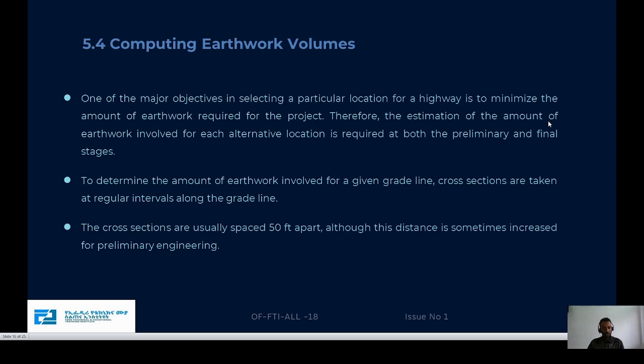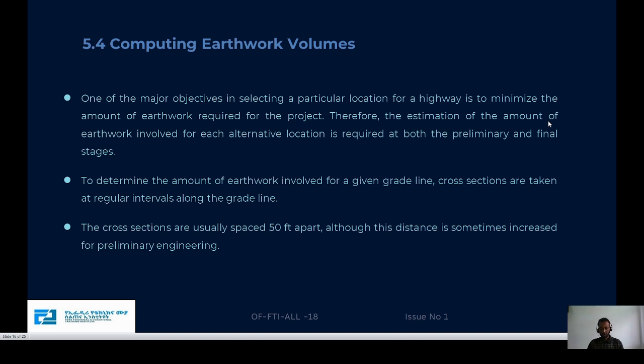Also, the methods of computing the earthwork volume are very important. The major objective in selecting a route survey for a given highway is minimizing the amount of earthwork. Minimizing the earthwork is related to the cost. In the preliminary route survey or reconnaissance and final stages, alternate earthwork quantities will also be compared. So considering the estimated amount of earthwork is very important.